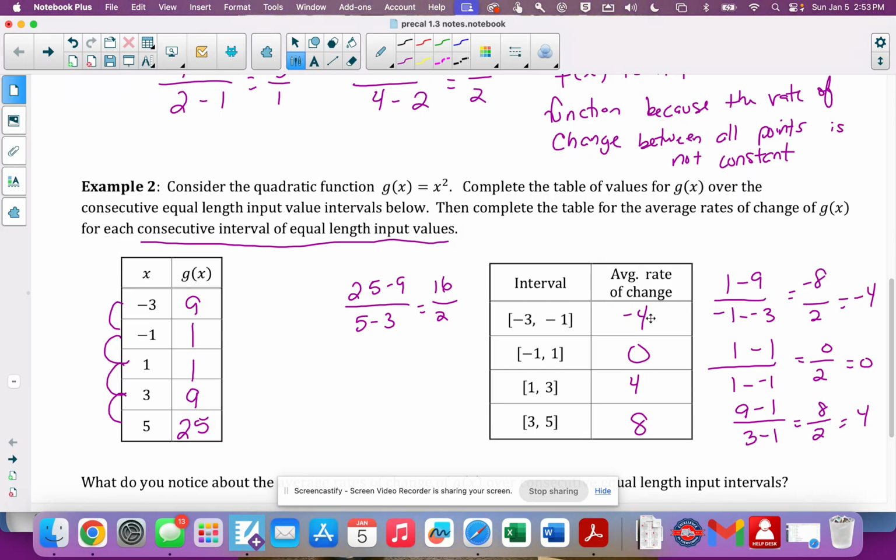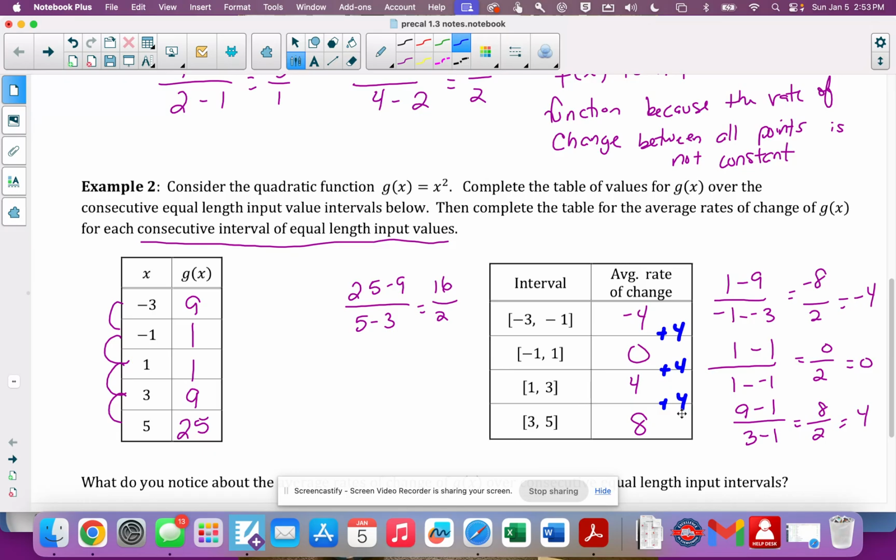So if you take a look at the average rate of change, it is actually increasing by the same amount every single time. From -4 to 0, that's like adding 4. From 0 to 4 is adding another 4. And from 4 to 8 is adding another 4.